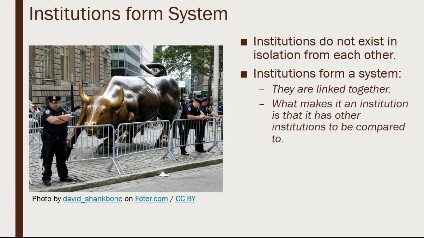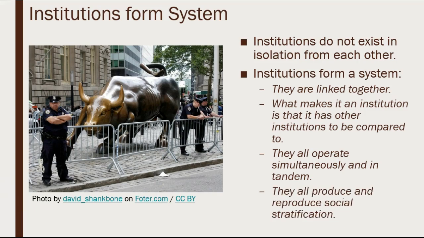So what makes an organization an institution is not just its social practices, but that it has other institutions to be compared to. We know, for example, that when we hear a siren on the road while we're driving, that we need to pull over. And then when the vehicle finally passes us, we know whether we are looking at a police car because we have fire trucks and ambulances to compare it to. And institutions also form a system in the sense that they all operate simultaneously and in tandem with each other.